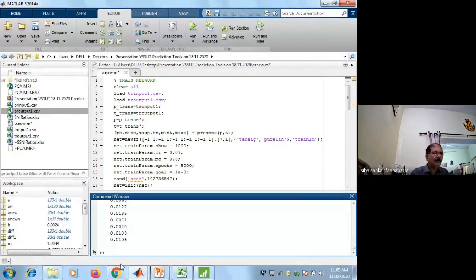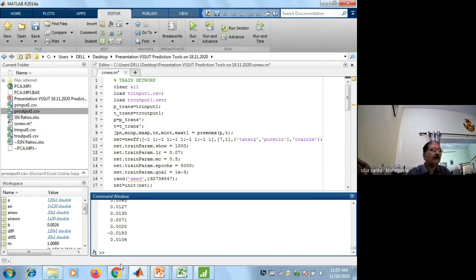The difference is that during training, what is the output generated, or forecasted and predicted, by the network, and what is the actual value during that training period. So that difference we have found out. You see the difference is less than 0.01, or the difference is very, very small. You can calculate the error also. I have not calculated the error.